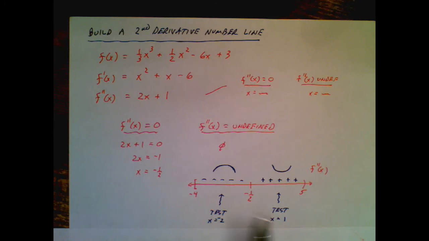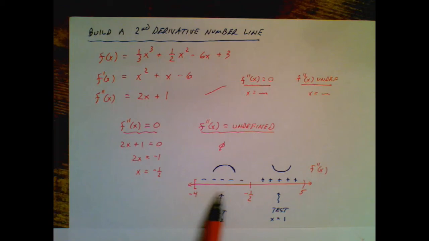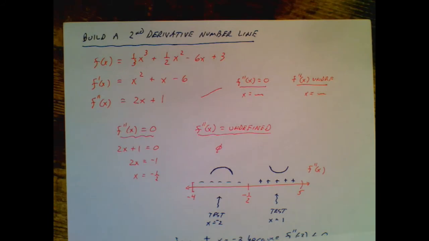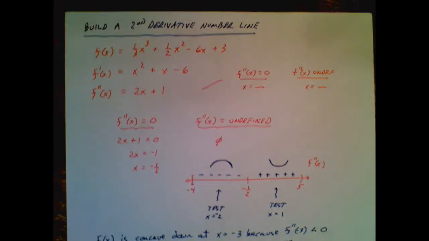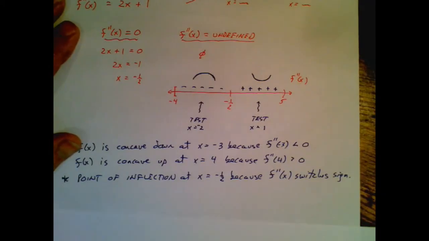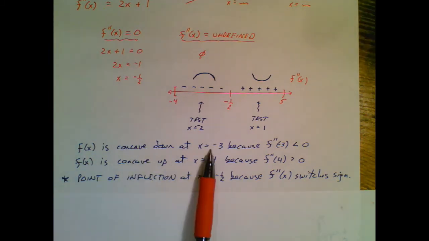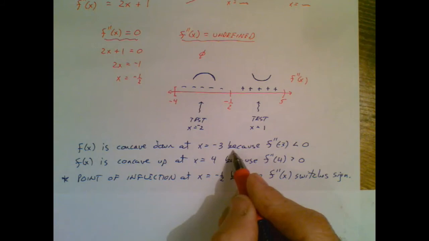Same thing here. So I get a negative, which means any number in here would have given me a negative. Any number in here would have given me a positive. Don't assume that they will always alternate, because they won't always alternate. And now I can, from this exercise, come up with curvature conclusions. My function is concave down at x equals -3.